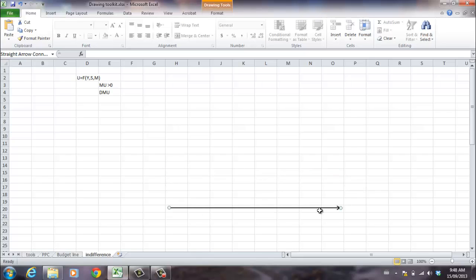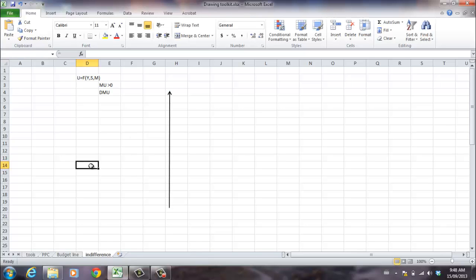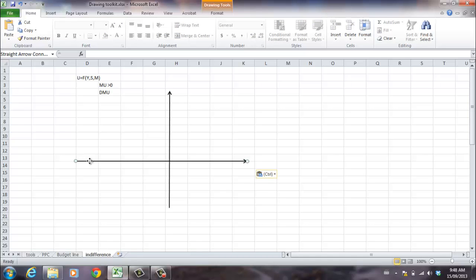Note that when the cursor turns to the crossed arrows, that means you've got the object, and you can play around with it. So I can make a vertical line if I want, such as this. Okay. Now, the other thing I can do, if I go Control V, the last thing I copied comes up, and I can copy this down to here. And goodness gracious, I have a pair of axes.